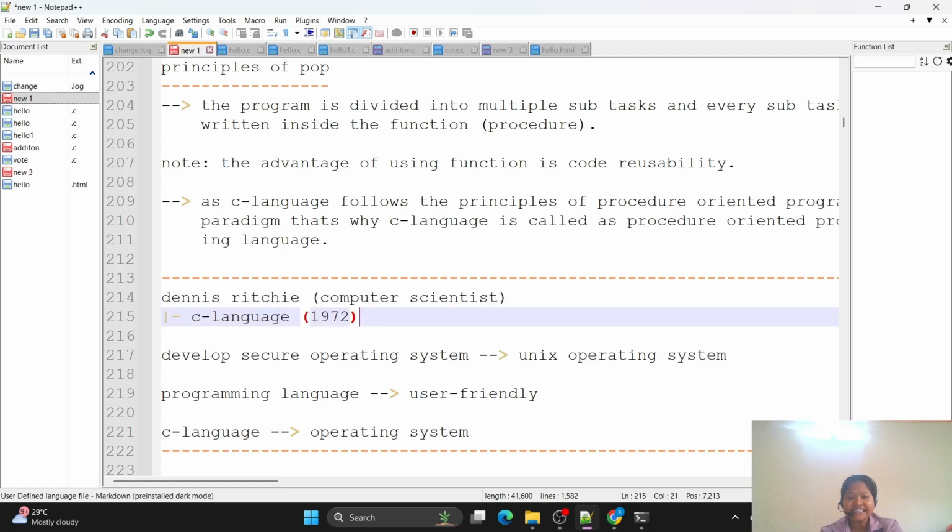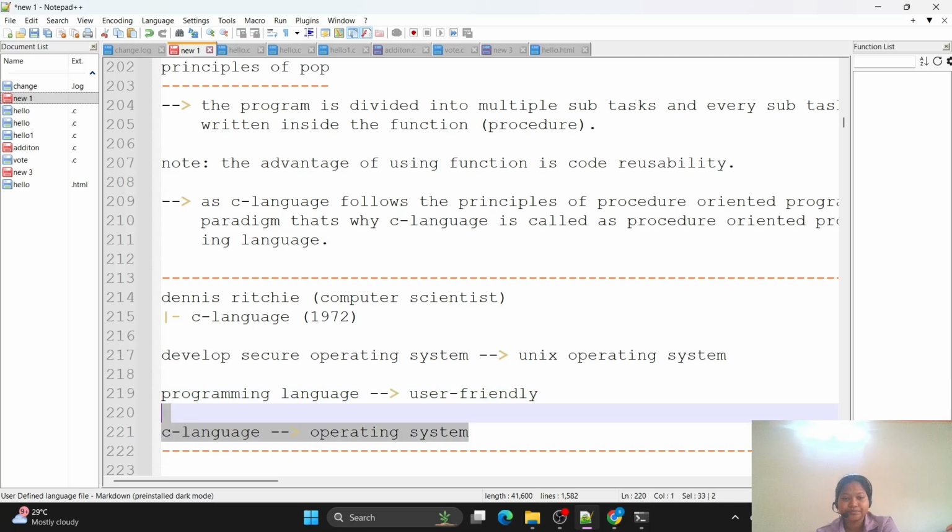Then actually he was thrilled to develop a secure operating system, that is the Unix operating system, and a programming language which is more user friendly. So for that purpose, C language was developed.